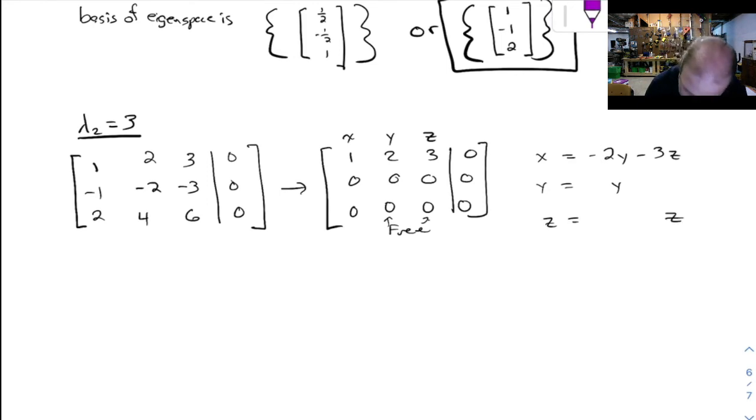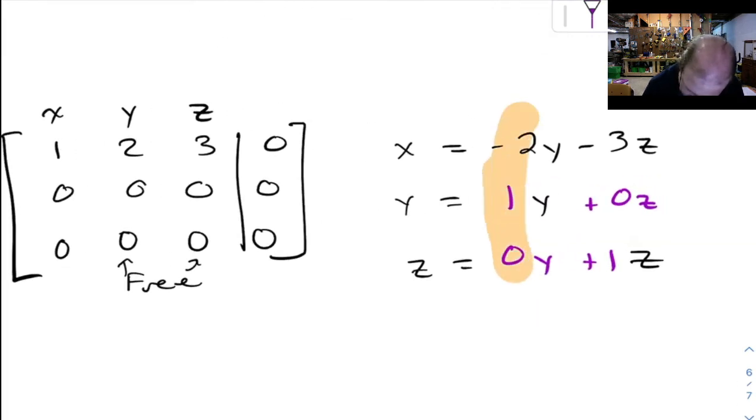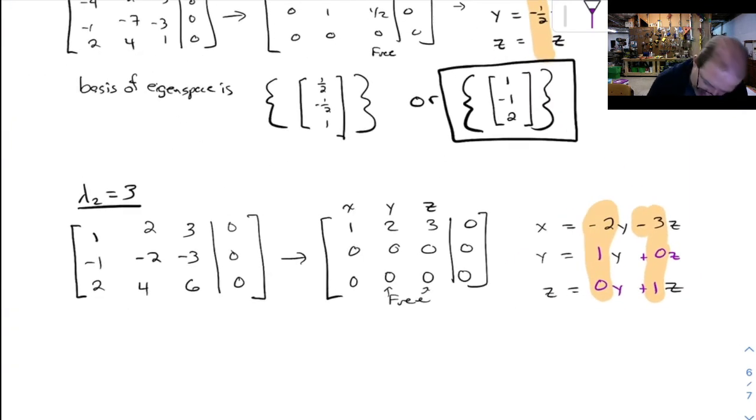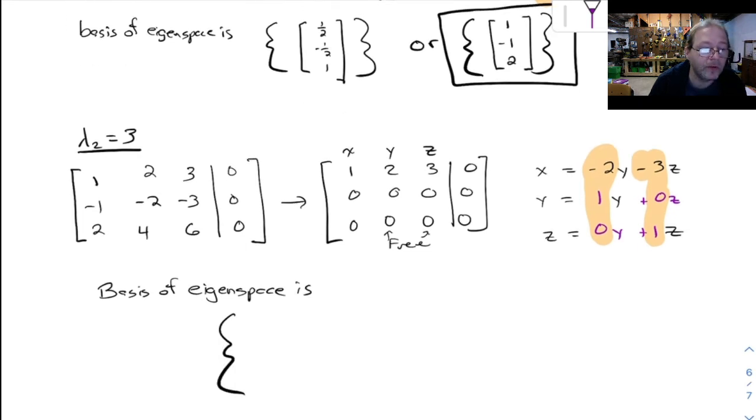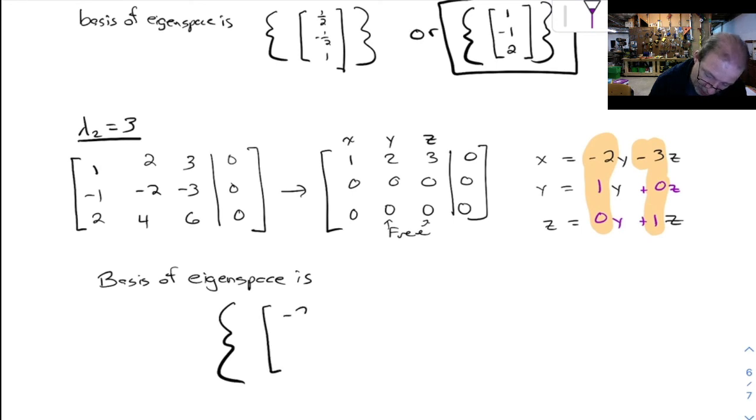So let's go in and write this stuff. This is 1y plus 0z. This is 0y plus 1z. And I can pull my vectors out of here just from looking at these coefficients. When you do that, be sure to get the negatives with them. So a basis of this eigenspace has two vectors in it, -2, 1, 0, and -3, 0, 1.